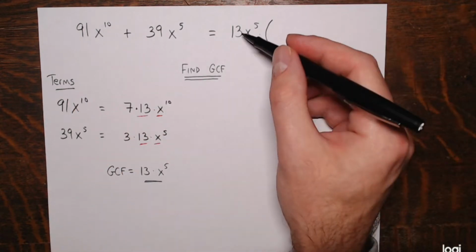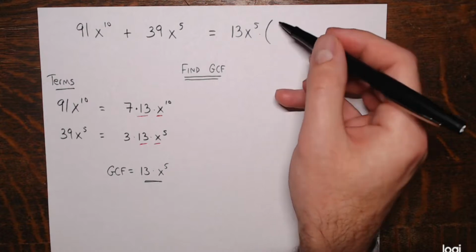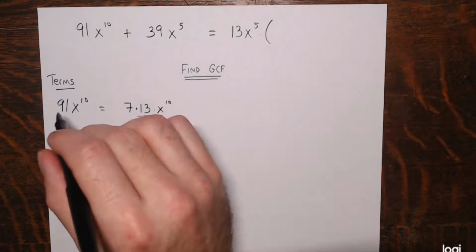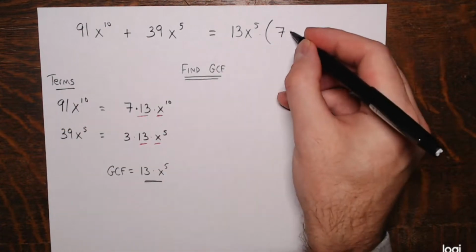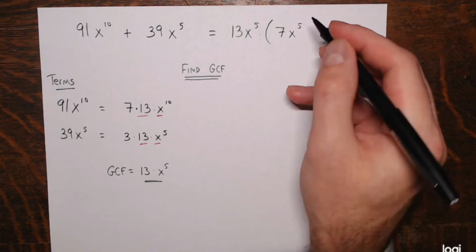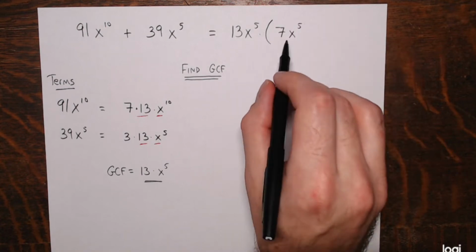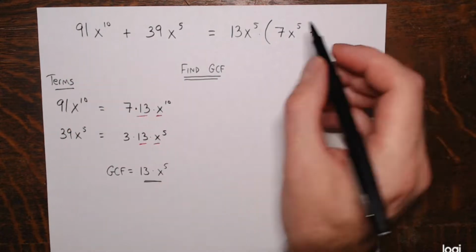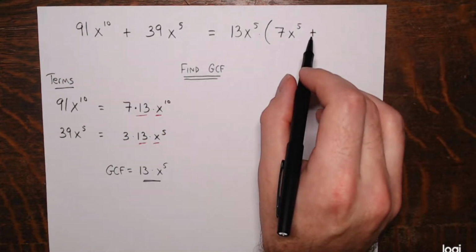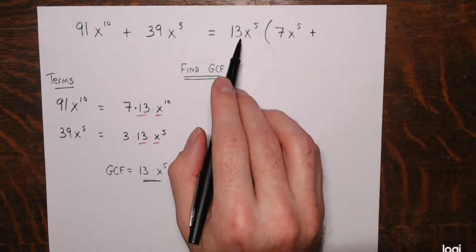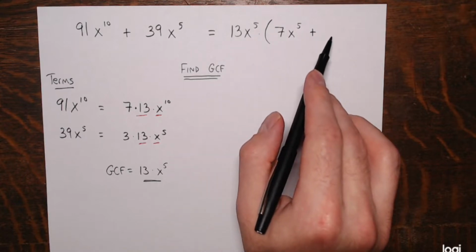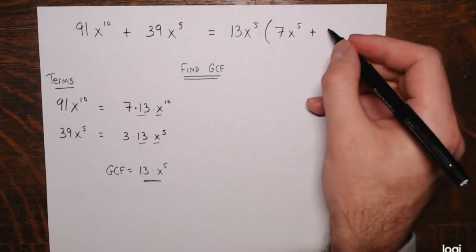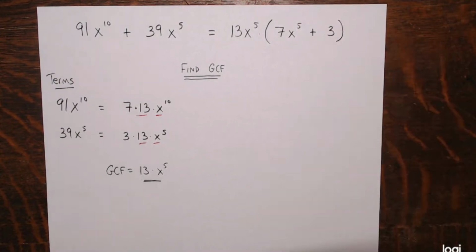So 13x to the 5th times what would be 91x to the 10th? That would be 7x to the 5th. Right? 13x to the 5th times 7x to the 5th would be 91x to the 10th. And then you got a plus, right? Plus. And then 13x to the 5th times what would be 39x to the 5th? Well, that would just be 3, wouldn't it? And then close the parentheses. And this is what they wanted, right?